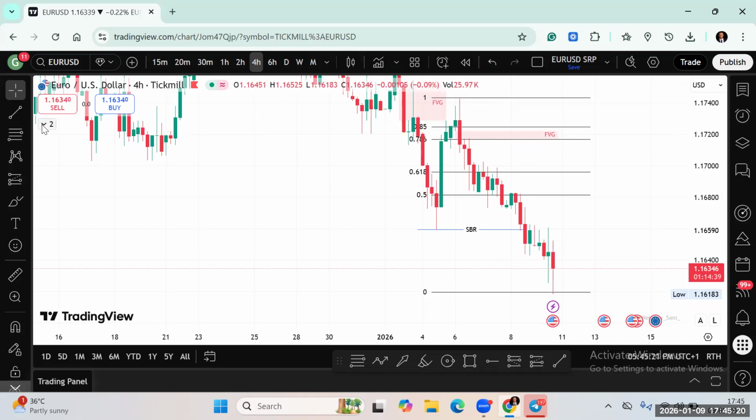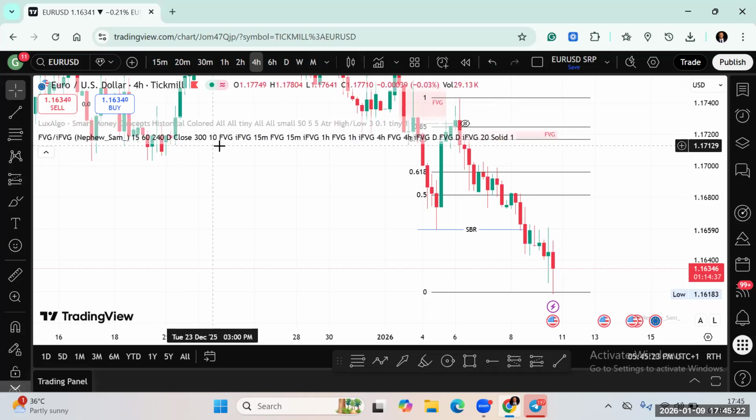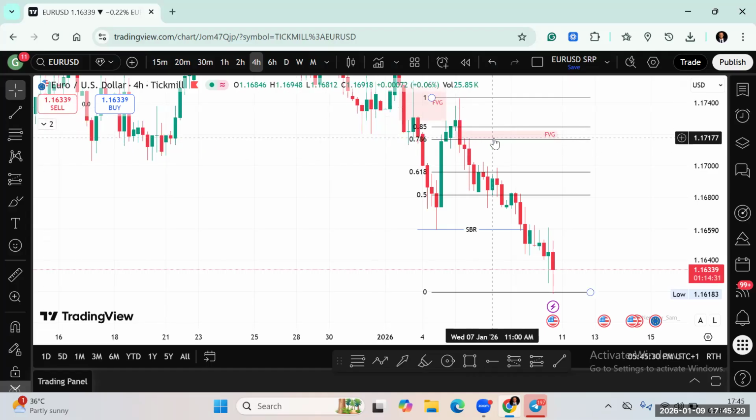That's why I said you use this Nefusam indicator. There's a video on how to set it. There's a fair value gap here and price will come. So if it comes here, we'll go to 15 minutes to still confirm the sell before we enter the trade, and your stop loss can just be above here.